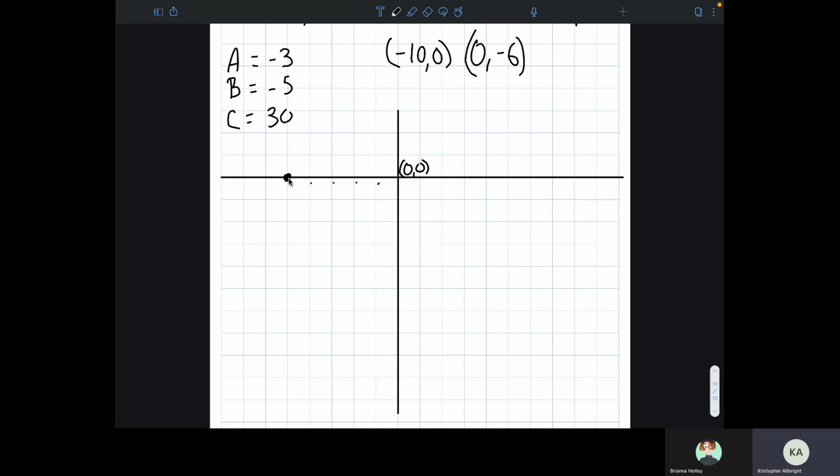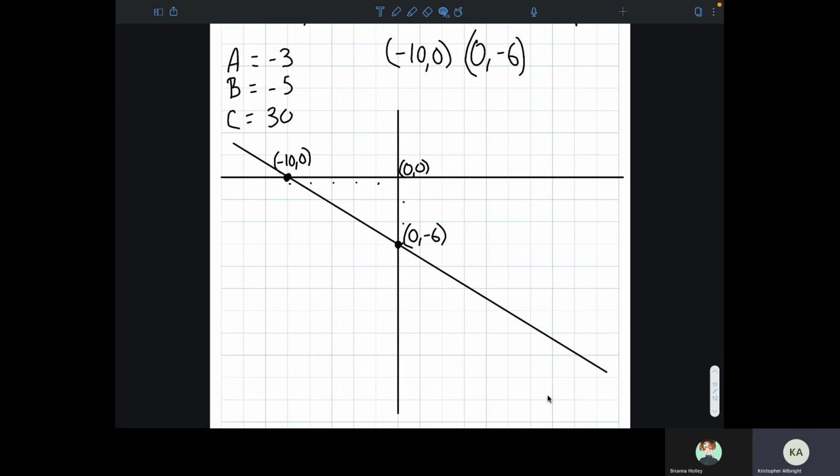And now we graph 0, -6. So 0 left and right, now down 6. 2, 4, 6. So now we can connect these guys with a line. And that is our graph. That's what we need.